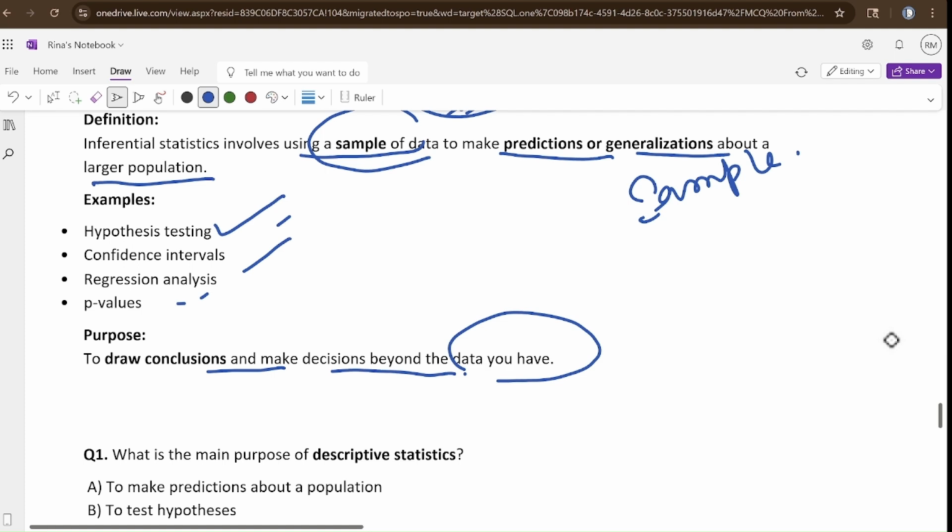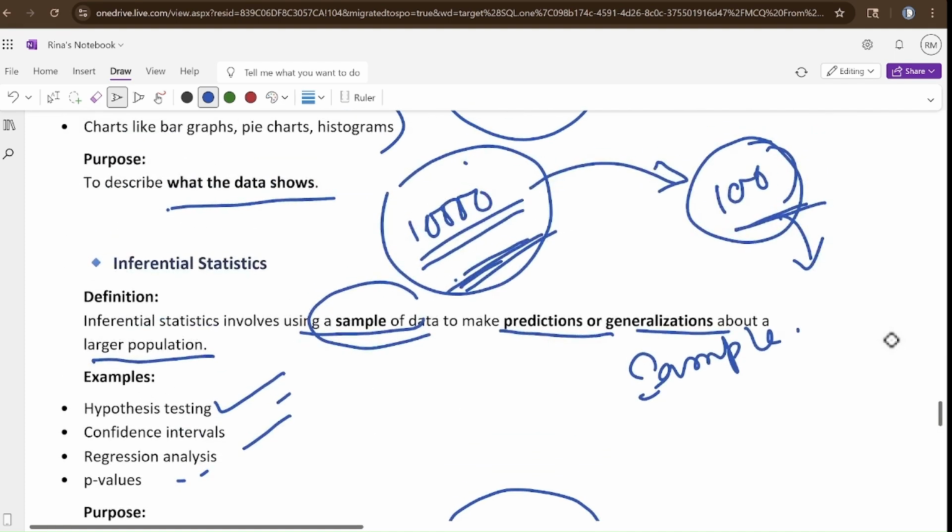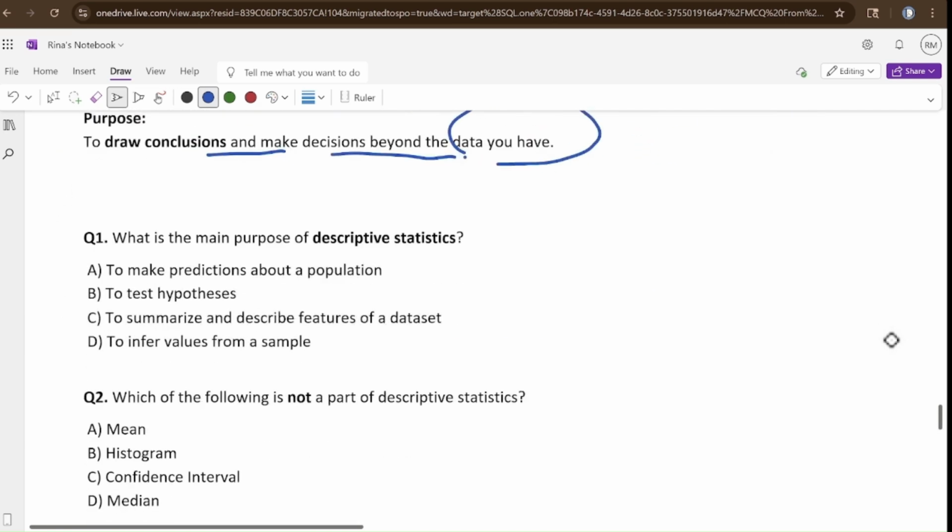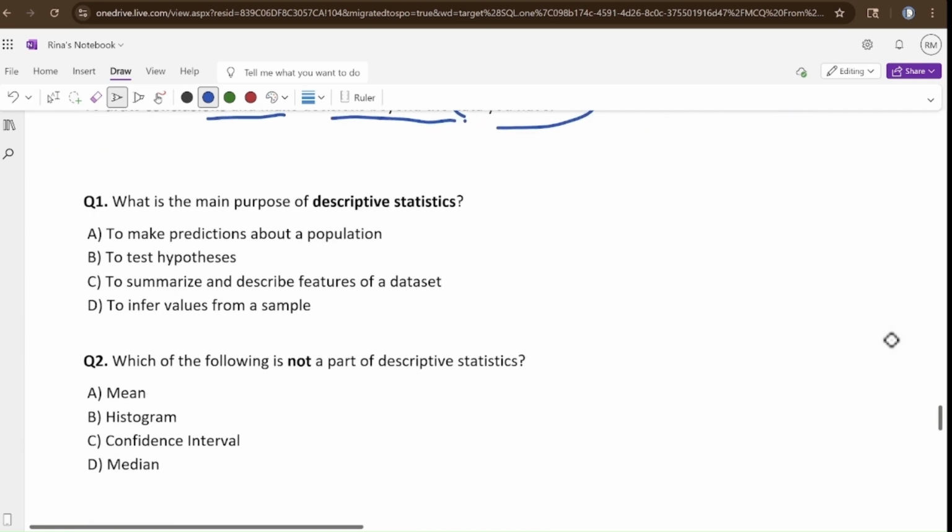Okay. You don't have the complete data, but you have the sample and you are doing the predictions of the population. Now let's do the questions. What is the main purpose of descriptive statistics? To make predictions about population. That comes under inferential statistics. Test hypothesis, inferential statistics. To summarize and describe features of dataset. Yes, that's what descriptive statistics do.